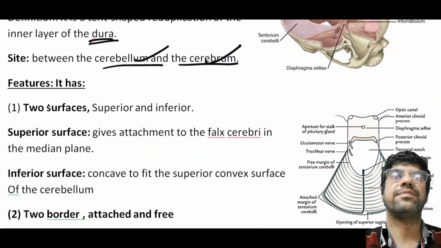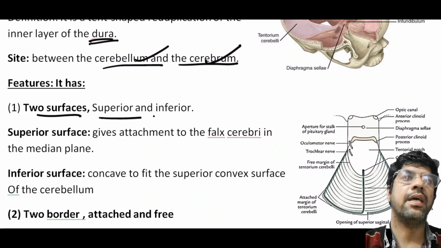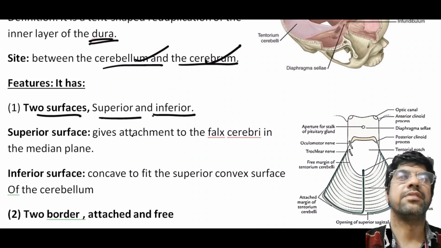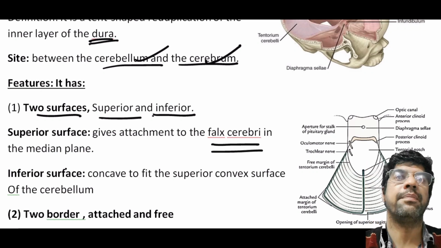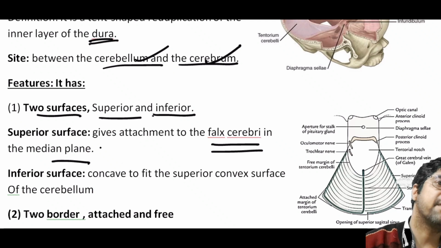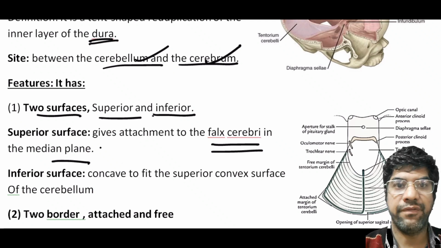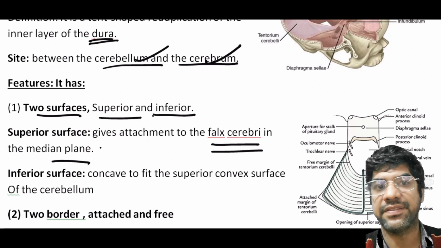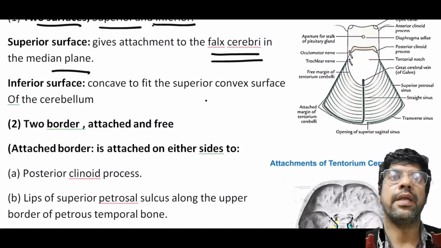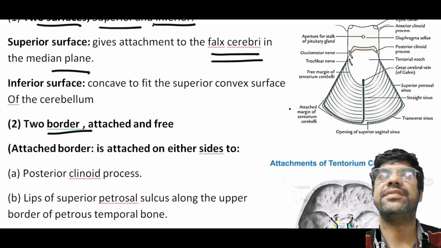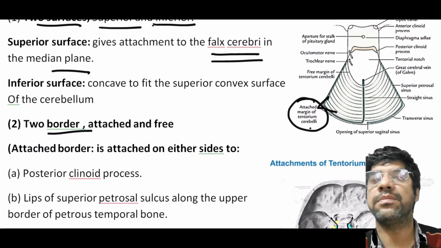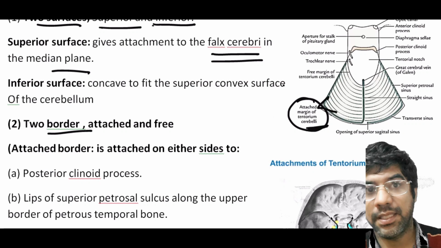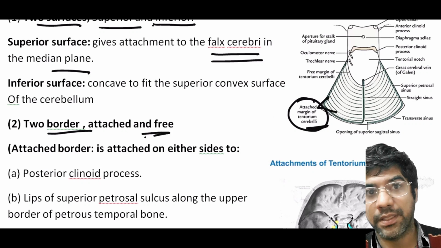It has two surfaces, superior and inferior. The superior surface gives attachment to the falx cerebri in the median plane, and the inferior surface is concave to fit the superior convex surface of the cerebellum. It has two borders: one is the attached border and the other is the free border.